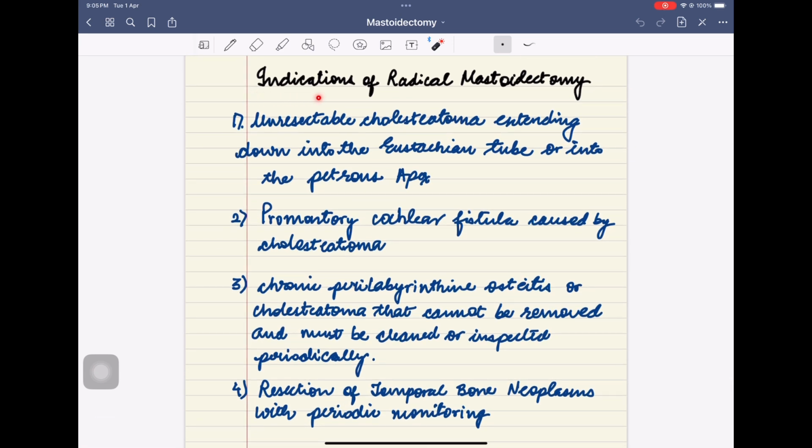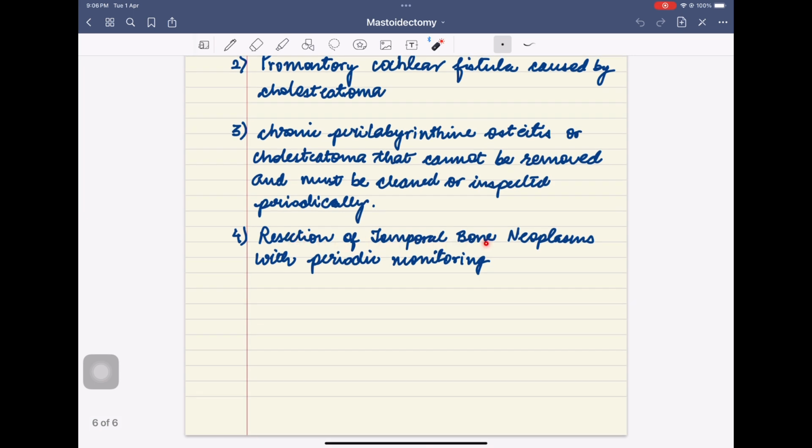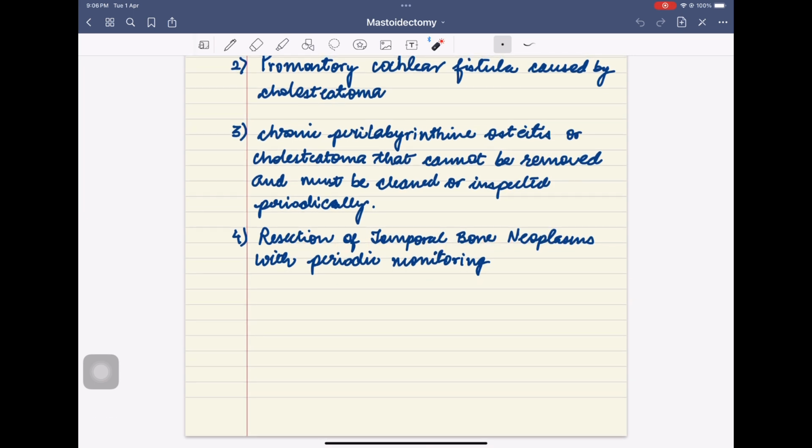Now, what are the indications of radical mastoidectomy? First, unresectable cholesteatoma extending down into the eustachian tube or into the petrous apex. Second, promontory cochlear fistula caused by cholesteatoma. Third, chronic perilabyrinthine osteitis or cholesteatoma that cannot be removed and must be cleaned or inspected periodically. Fourth, resection of temporal bone neoplasms with periodic monitoring.